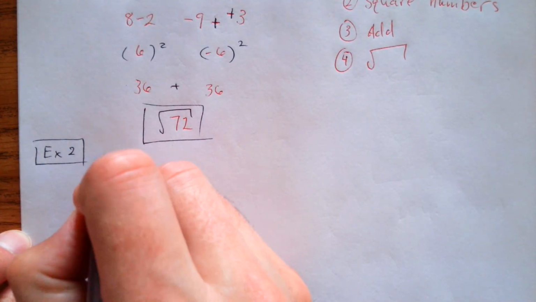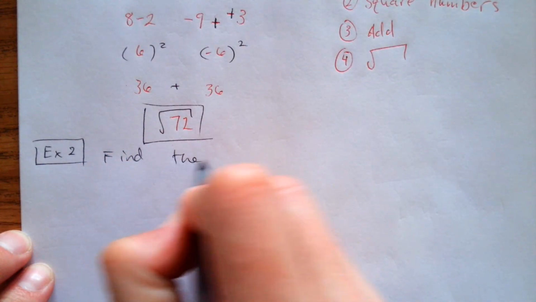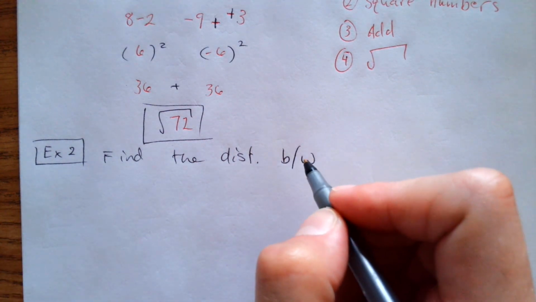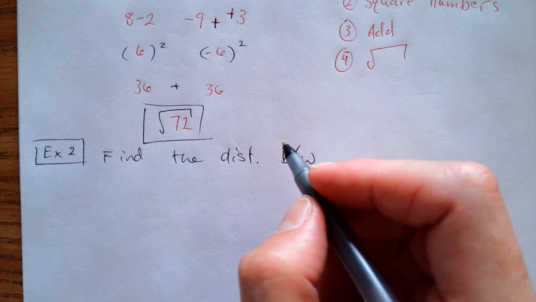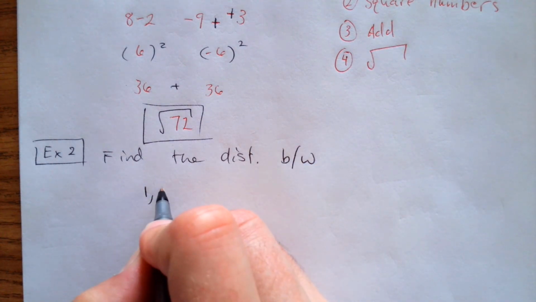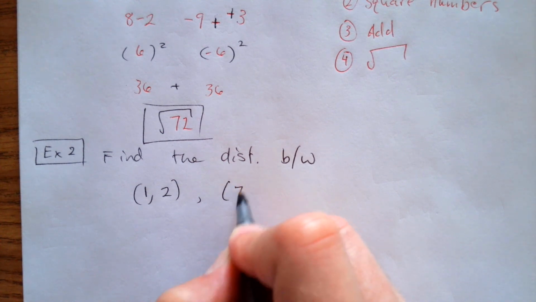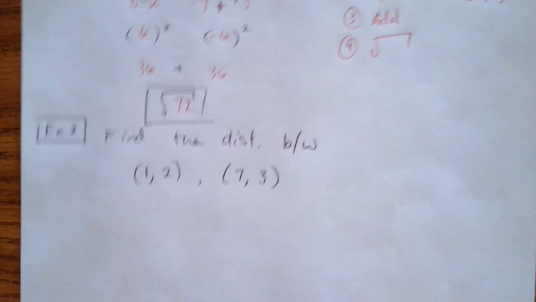Example 2. Find the distance between 1, 2, and 7, 3.